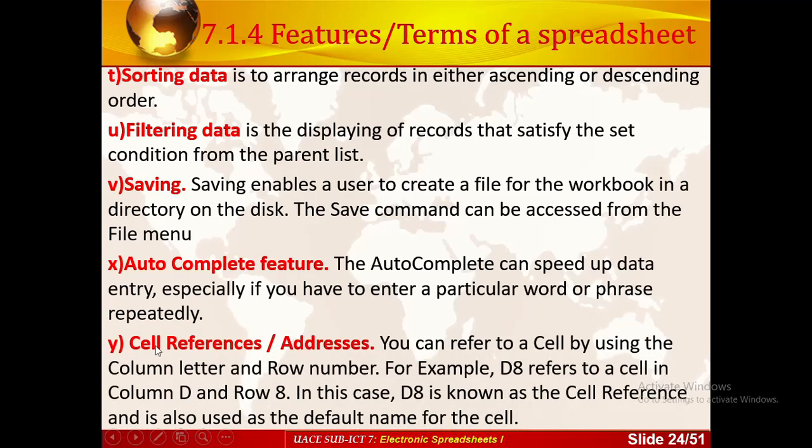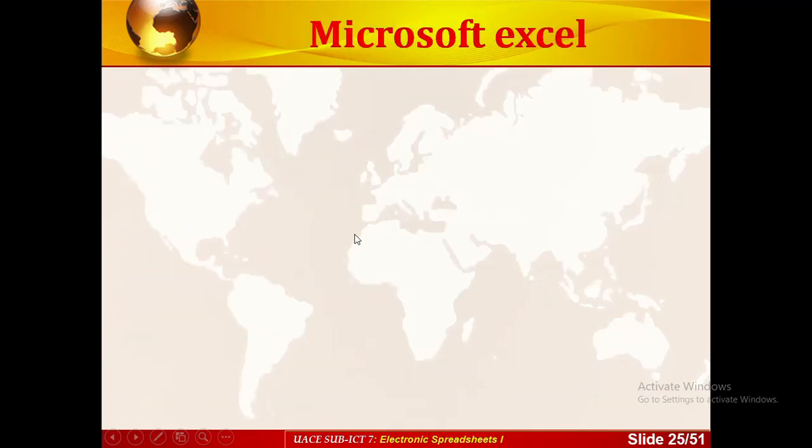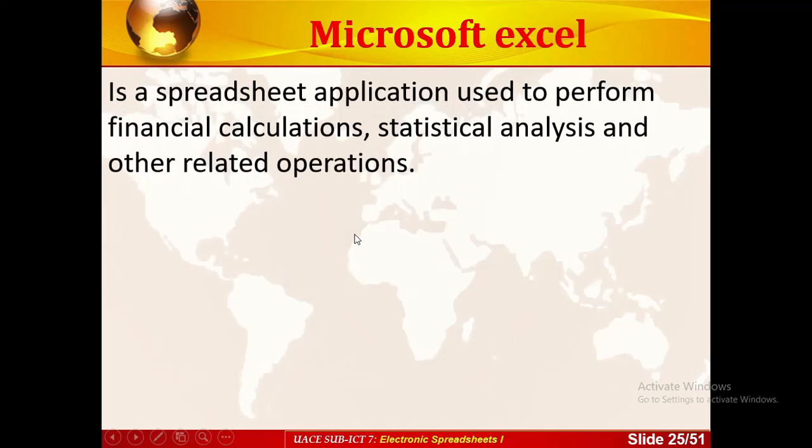Let's say we have cell references. Actually, we can refer to a cell by using a letter and a number. For example, D8, that is a cell reference. It refers to the cell in column D, row 8. In this case, D8 is known as the cell reference. Actually, there are many features, but that's enough for now.